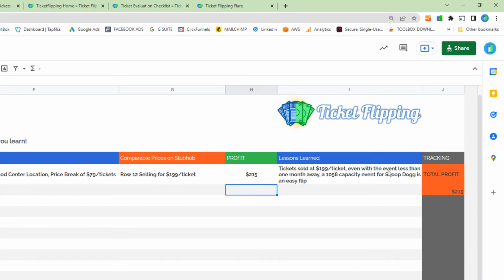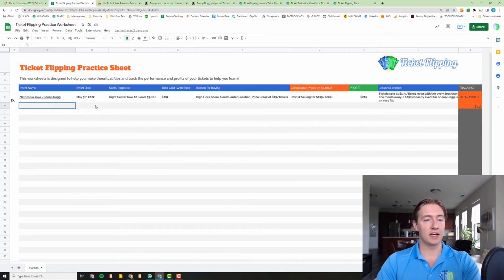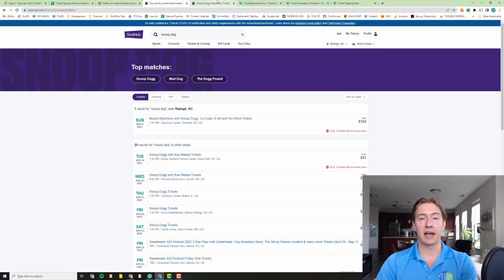And with Snoop Dogg performing, even with less than 1 month away at a capacity of 1,058, it is still an easy flip. After you subtract, 3 times 199 minus the fees minus the initial cost, it comes to $215 profit. You can come in here and select another event, fill in all this information, look at the comparable seats, and get an understanding of how much money you could make had you bought these tickets, without any actual risk of buying them. This is a great way to learn and understand what it means to do actual event research.